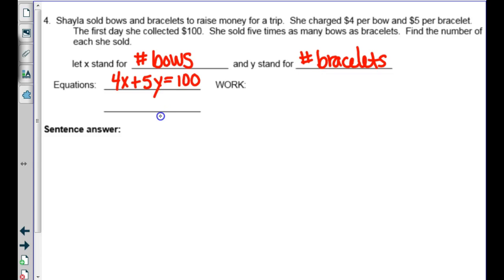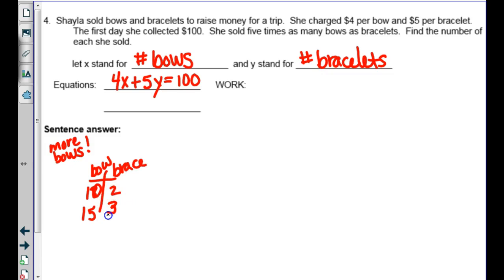So let's just think about that for a second. What did she sell more of? We need to be very careful that in the end we wind up with more bows. So if she sold more bows, which do you have to multiply by 5? She sold 5 times as many bows as bracelets. So if she sold 2 bracelets, she sold 10 bows. If she sold 3 bracelets, she sold 15 bows, right? Does that make sense? Okay.